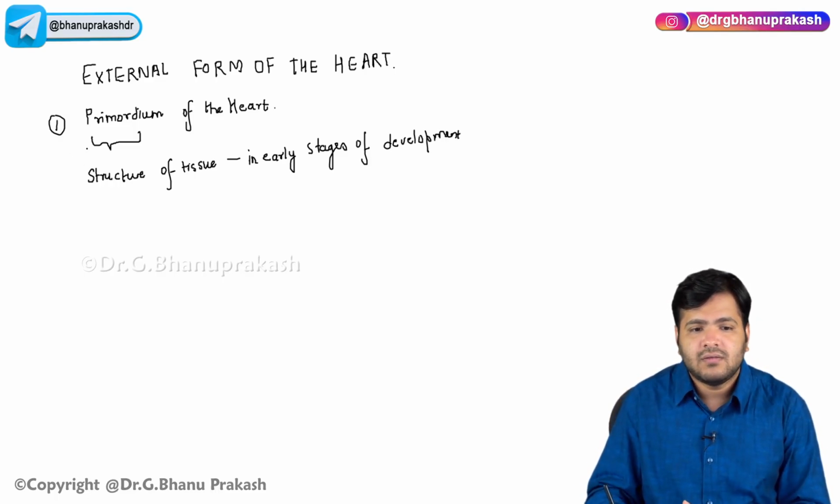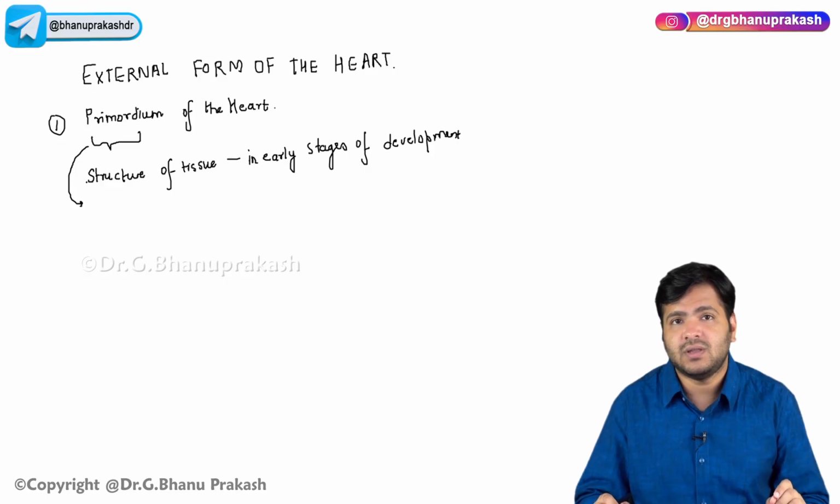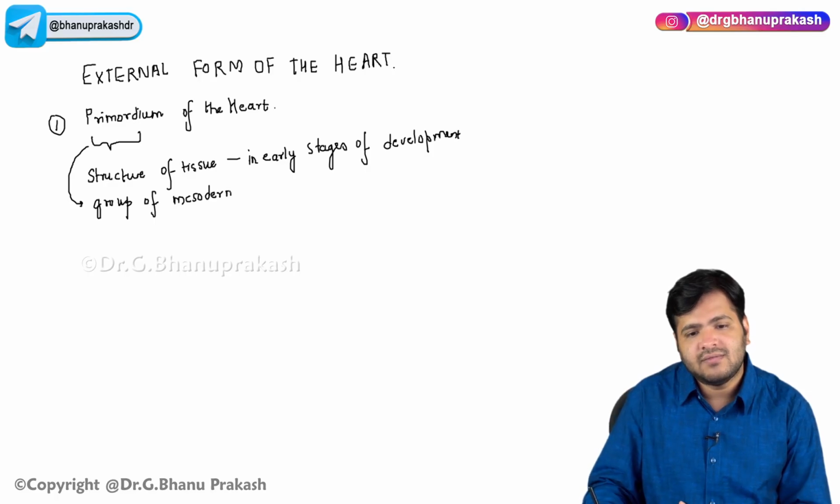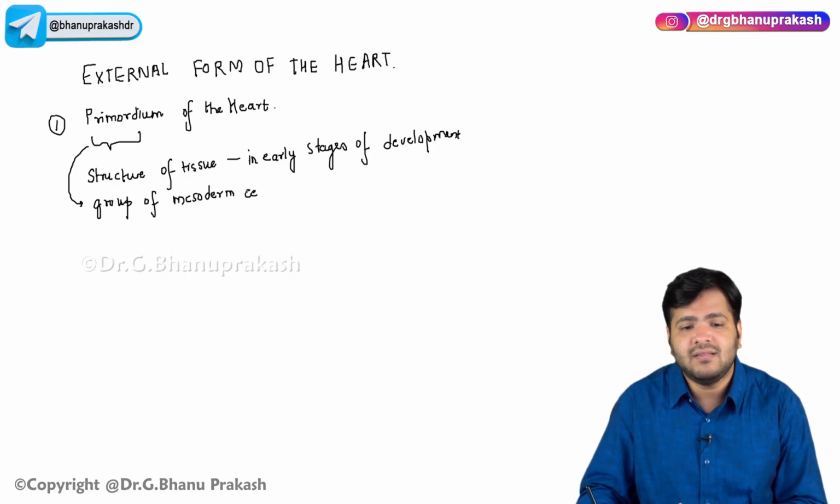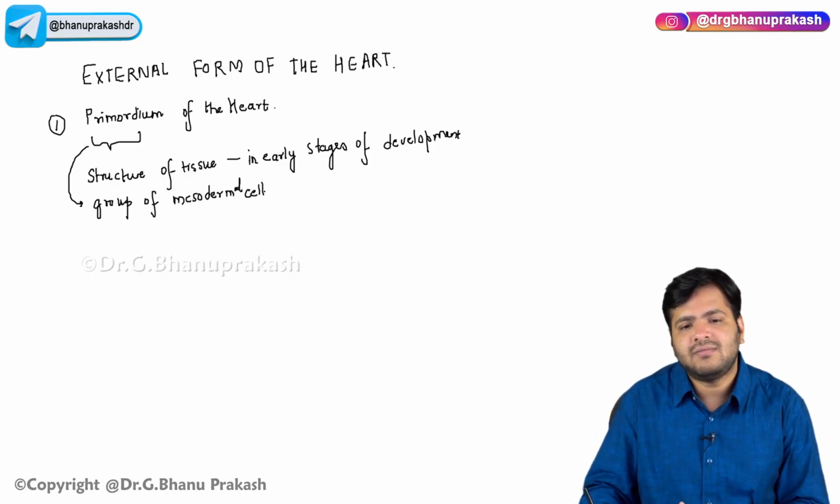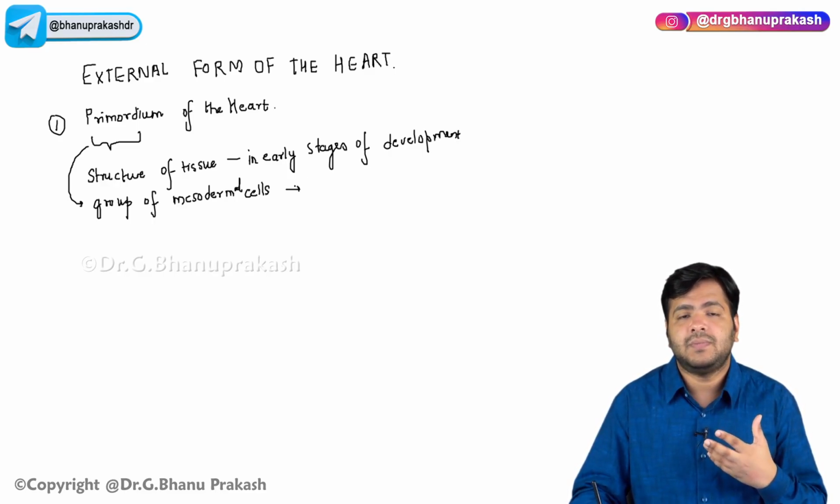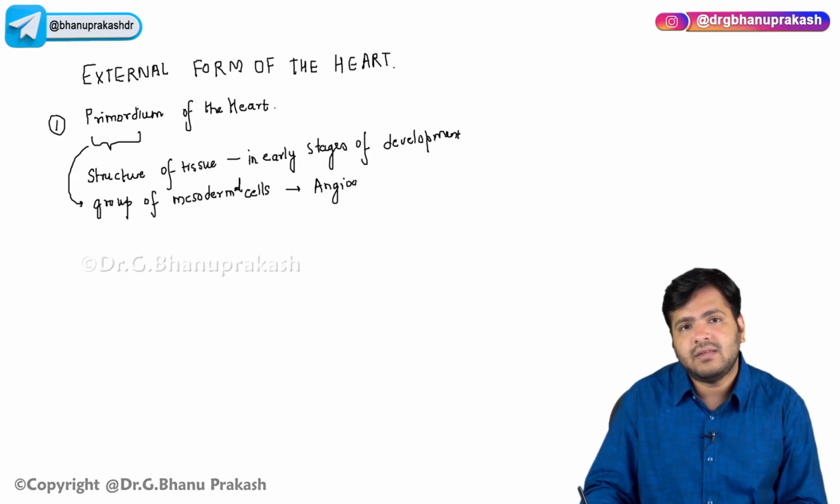So this is nothing but a group of mesodermal cells. I already told you the heart is developing in the mesoderm only. It is a group of mesodermal cells because it is a structure of tissue. Tissue is made up of cells, and which cells are these? These are mesodermal cells, and these mesodermal cells are called the angiogenetic cells.